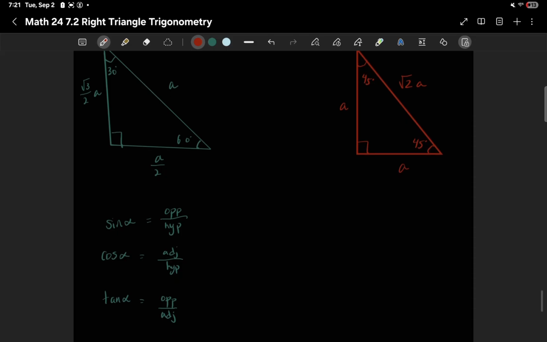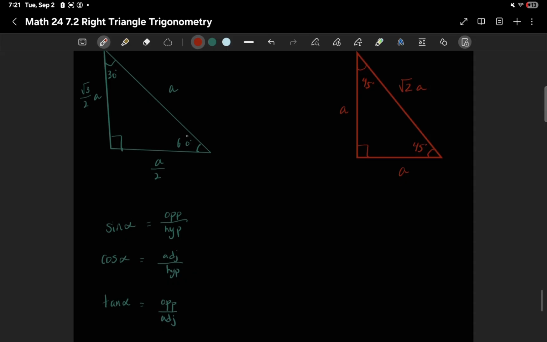Okay, so we have sine of alpha is opposite over hypotenuse, cosine of alpha is adjacent over hypotenuse, and tangent of alpha is opposite over adjacent. So if I let this 60-degree angle, for instance, on my 30, 60, 90 triangle be alpha, then my opposite side is square root of 3 over 2 a, and my hypotenuse is just a.